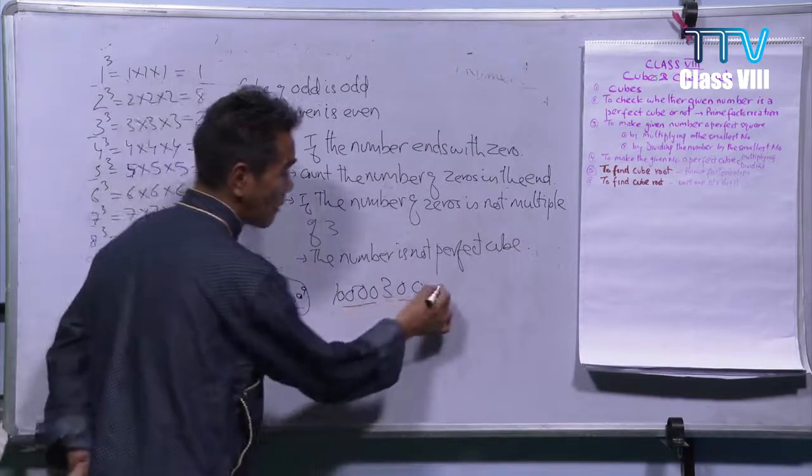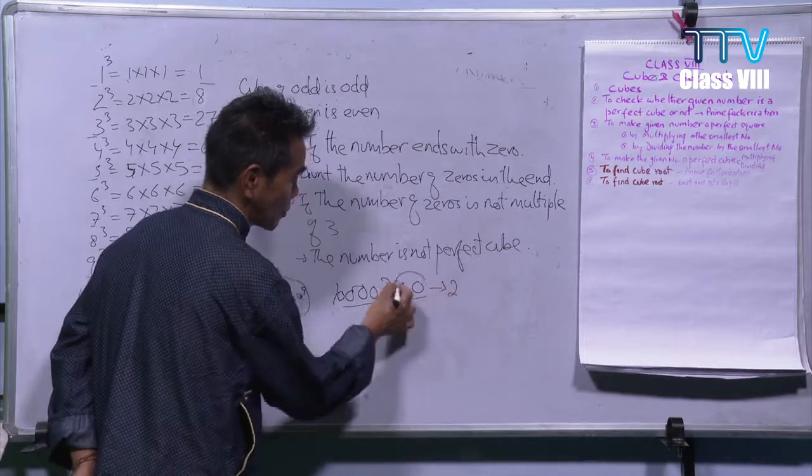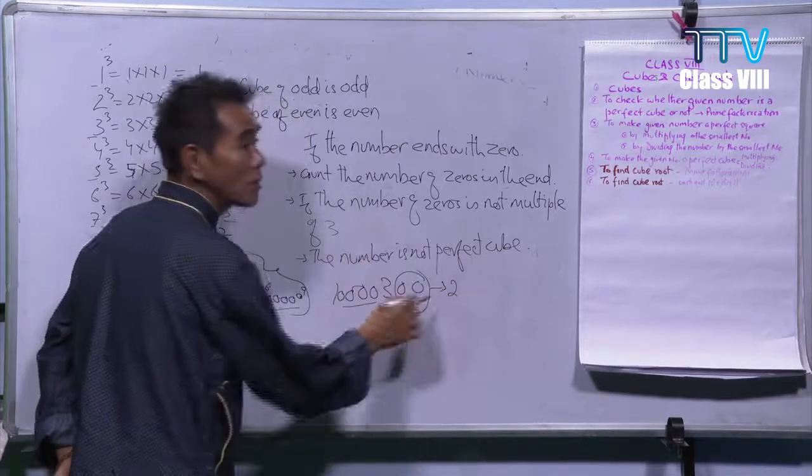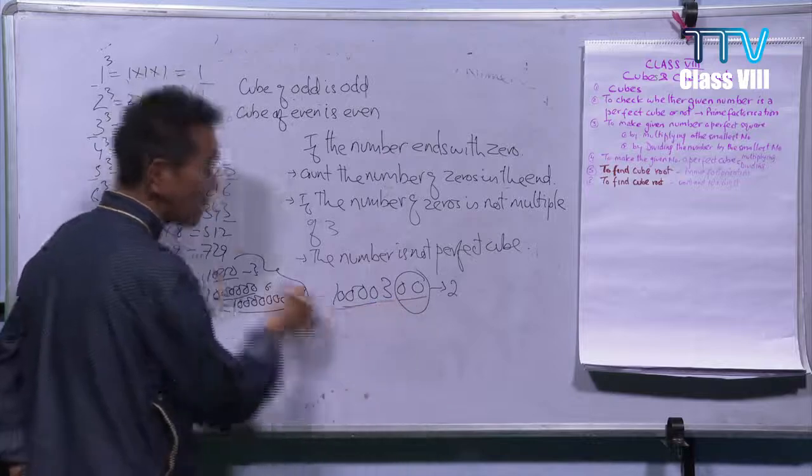Over here we have two zeros. Then two is not a multiple of three. Therefore this number is not a perfect cube.